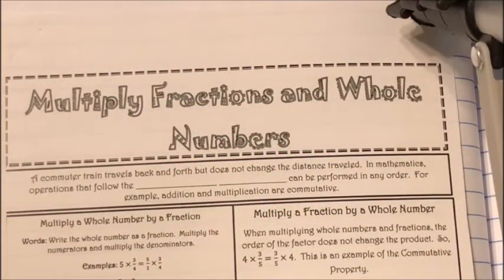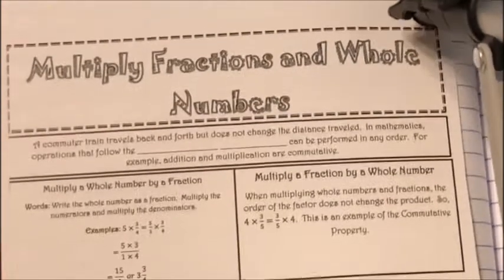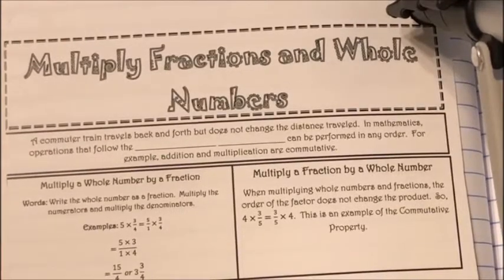All right, this is chapter 1, lesson 2, multiply fractions and whole numbers. So we have a commuter train that travels back and forth, but does not change the distance traveled. Say it's going from Steelton to York, and then back from York to Steelton. It stays on the same track, so the distance traveled does not change.